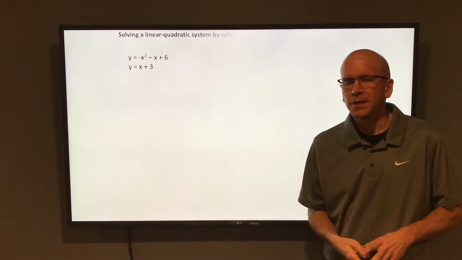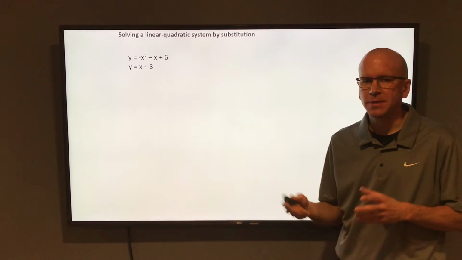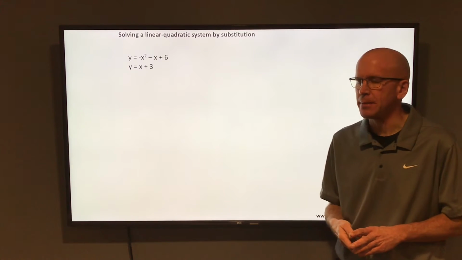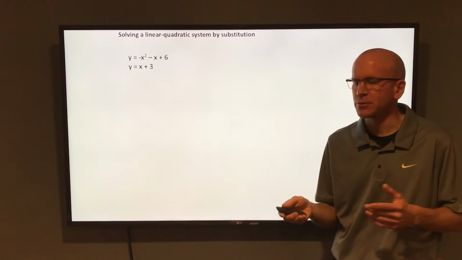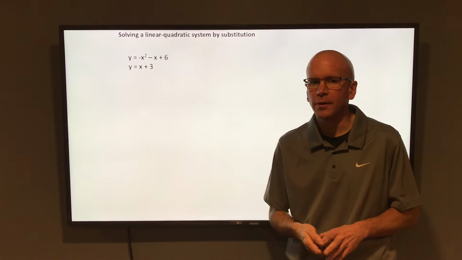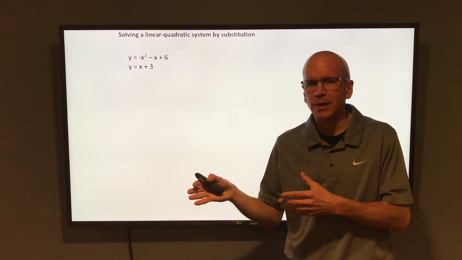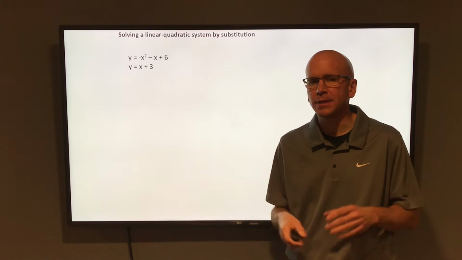We're going to solve this linear quadratic system. That first equation is a quadratic equation because the highest exponent is 2. The graph of that equation would be a parabola, a U-shaped graph. The second equation is called a linear equation. The graph of that is a straight line. The highest exponent is 1 on that equation. So we're going to find out where that parabola and that straight line intersect. We're going to find the solutions to that system, if they do intersect.